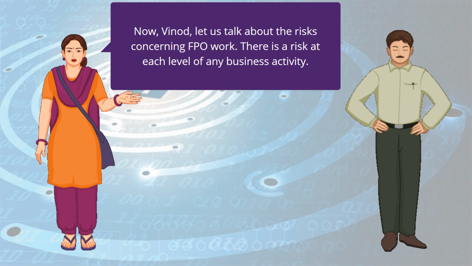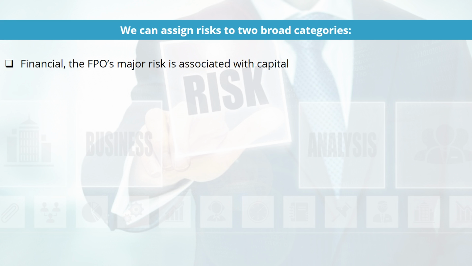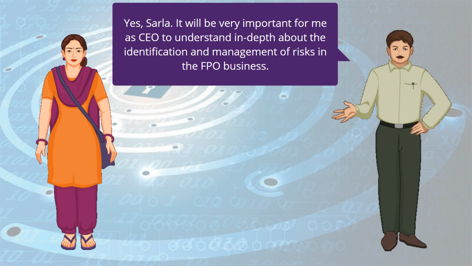There is a risk at each level of any business activity. We can assign risk to two broad categories: financial, the FPO's major risk is associated with capital, and non financial. Most FPOs face financial risk. Yes, Sarla. It will be very important for me as CEO to understand in depth about the identification and management of risk in the FPO business.